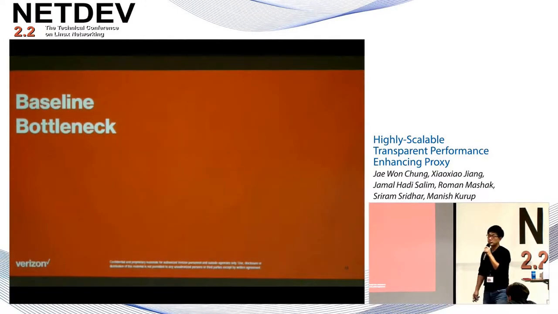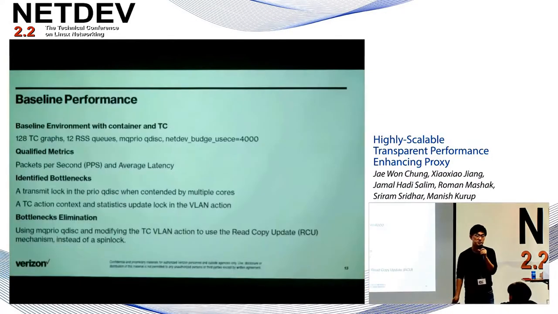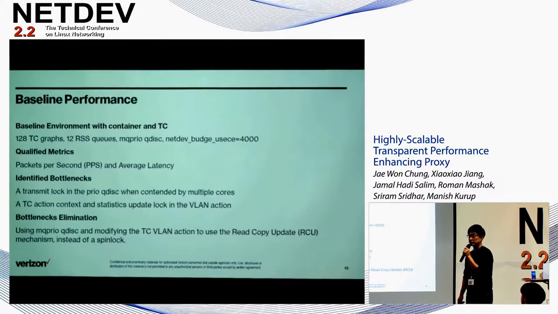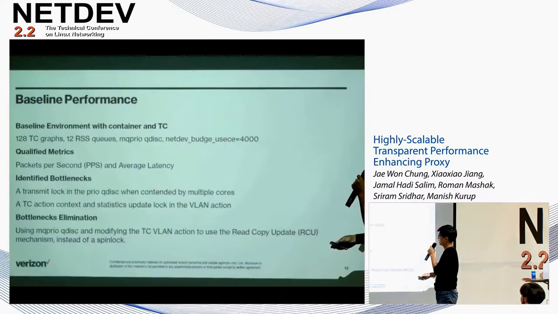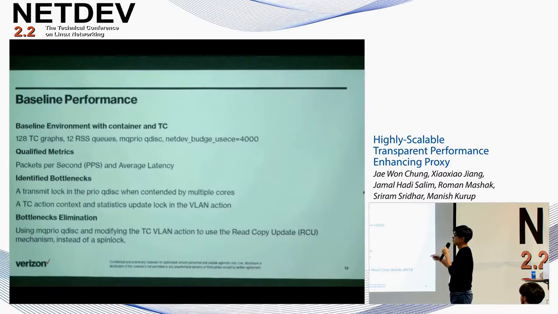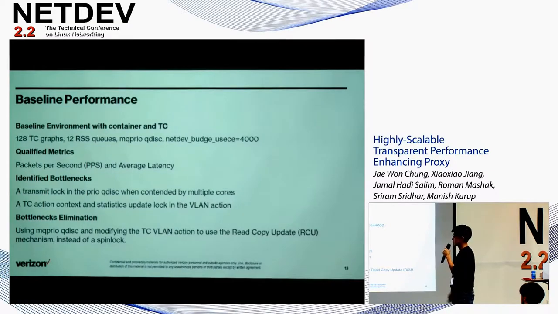Okay, before we do the evaluation of the proxy performance, the first thing we have to solve is L2 performance. We need to make sure our test bed is configured right, so as not to be the bottleneck at L2. So what we did was, first of all, we created 128 TC graphs, because we were thinking of using TC to do the service routing and service orchestration.